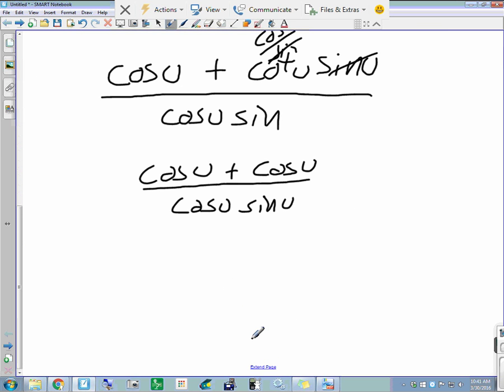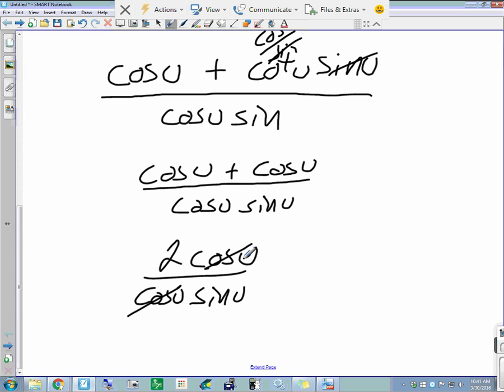Now, are cosine u and cosine u the same things? So that's really the same as saying I have 2 cosine u over cosine u sine u. So, boom, boom, those two just disappeared, and you're left with 2 over sine u. Huh? Again, all it is just simply the mental gymnastics of plugging it in, seeing what it's equal to. All of the algebra works just like it had before. Nothing is new there. Okay? It's just working through it and learning how to manipulate things with sine and cosine.